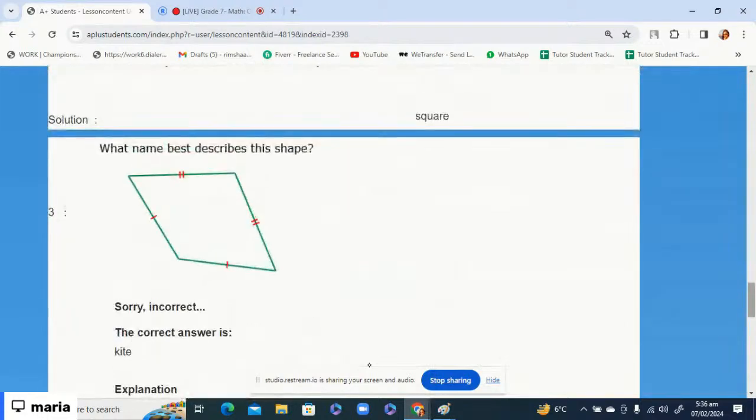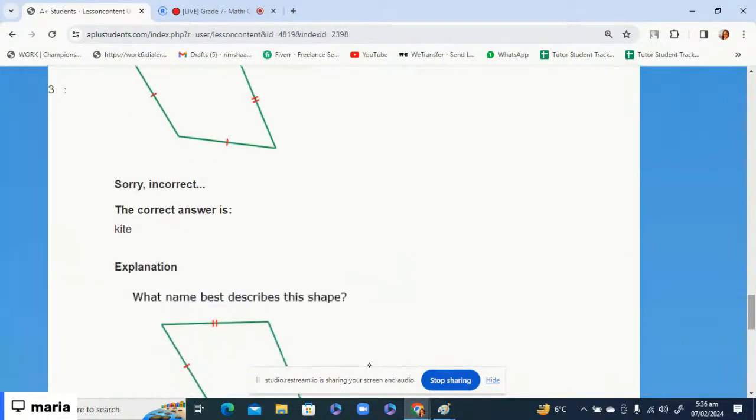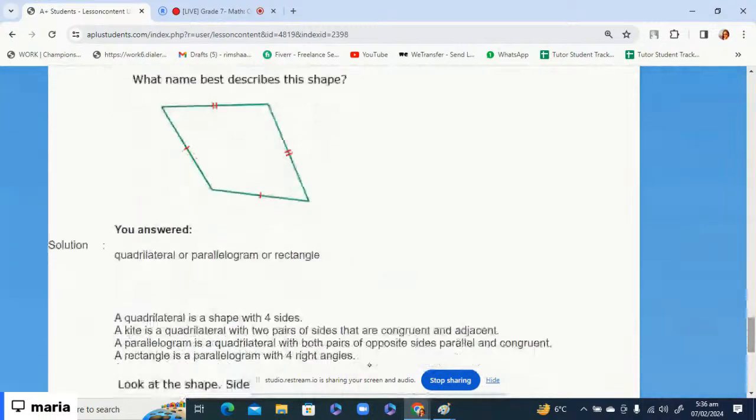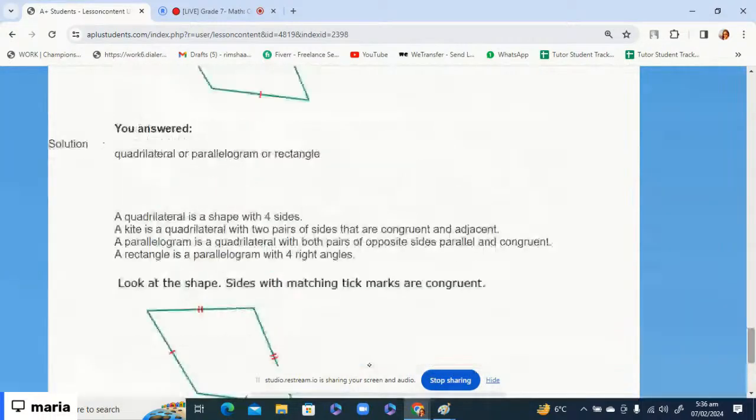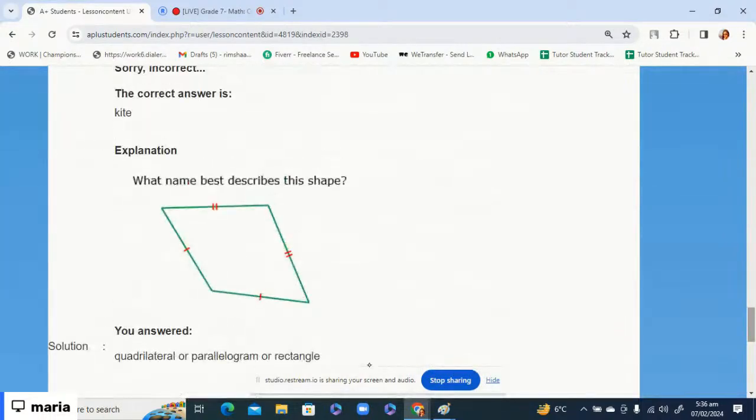Again, what name best describes this shape? As we know, this is basically a kite shape. Look, these two sides and these two sides are equal. A rectangle also has equal sides, but here it is not the shape of a rectangle, it's the shape of a kite. So we can say that this is a kite.